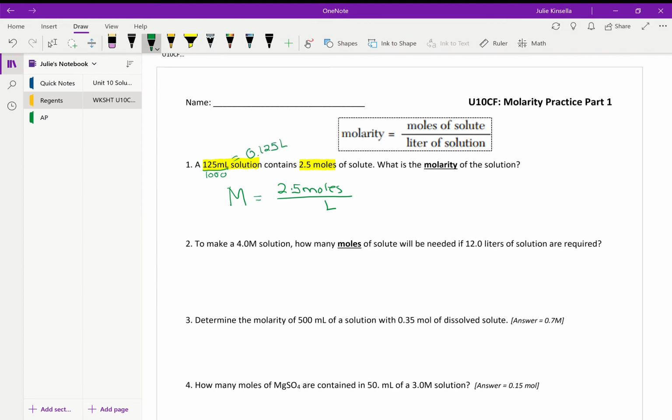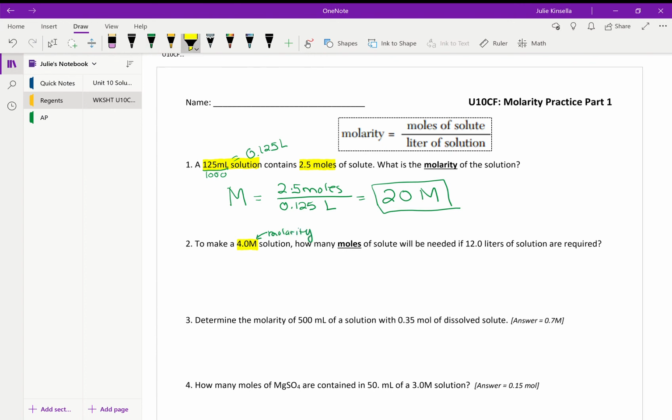0.125 liters. Okay, so from there, I'm going to fill that in down here. Okay, and then when I divide those two, 2.5 divided by 0.125, I get 20, and then I was looking for molarity, so I'd have a capital M, or moles per liter. All right, in this next one, we're actually finding one of the other variables. So in this question, I'm given a 4.0 molar solution, again, capital M is always going to be for molarity, which is our concentration.